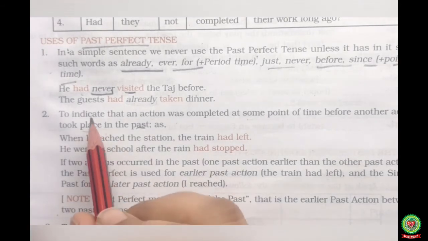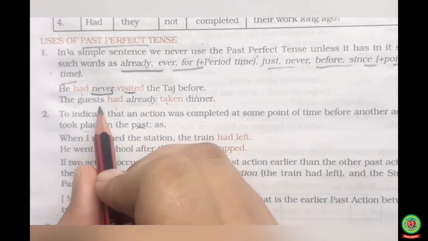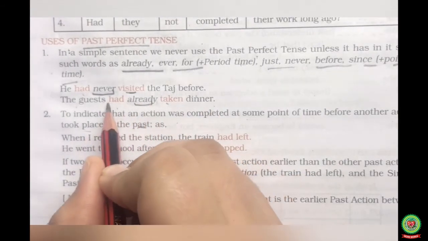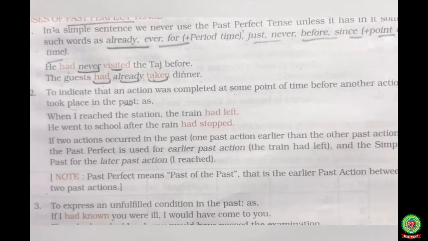Similarly, in the next example, the guests had already taken dinner. Already is the word. You will be using your perfect tense here. Fine. Now see your second point.